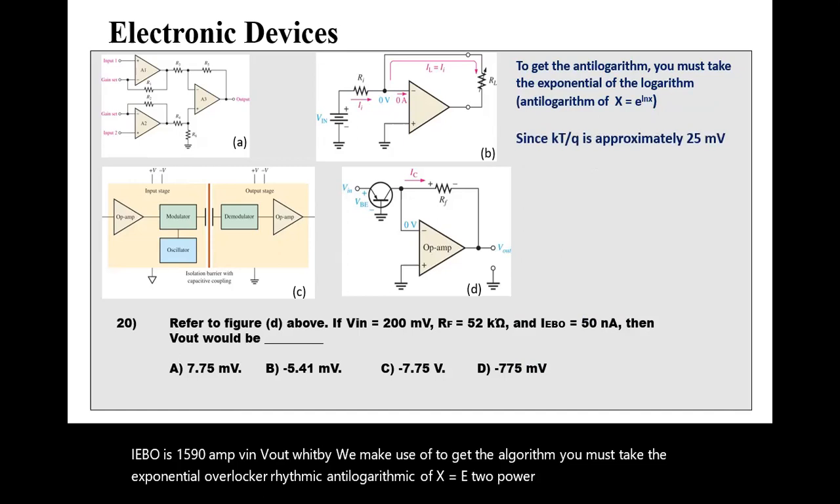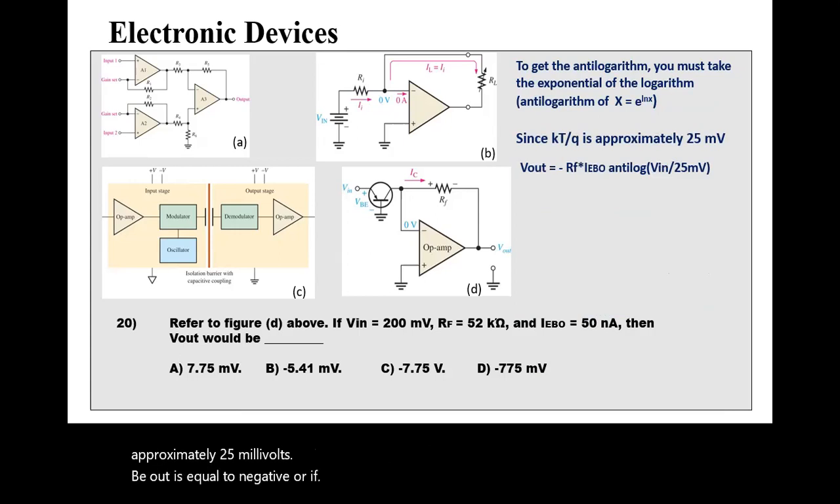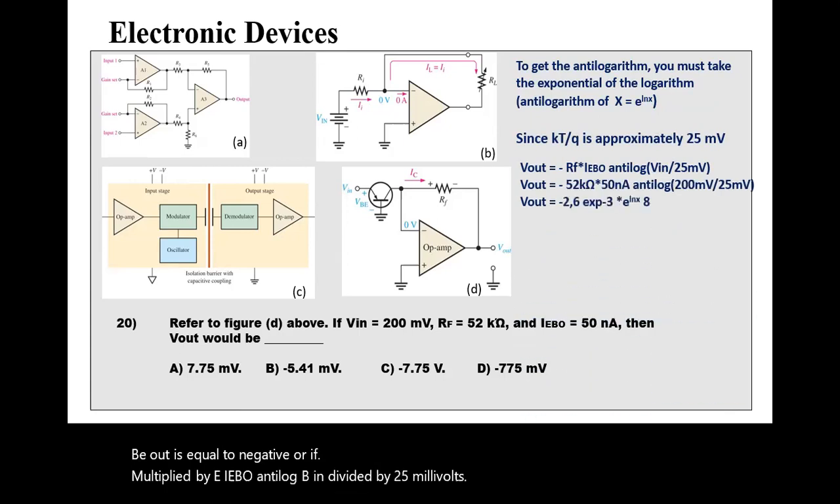Since kT divided by q is approximately 25 millivolts, V out is equal to negative RF multiplied by IEBO, anti-log V in divided by 25 millivolts. Substitute those values and you get hold of a value. V out is negative 2.6.